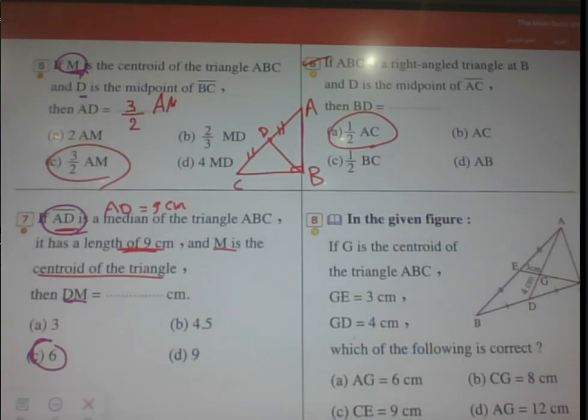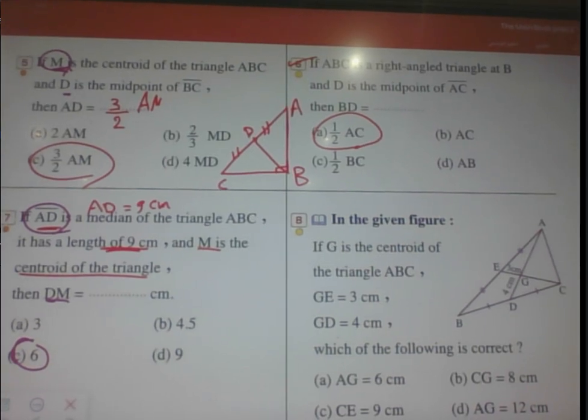Look here, in the given figure we have triangle ABC. He gave me this 3 centimeter, and G is the centroid point. Then the length of GC is twice 3, which equals 6 centimeter. And he gave us GD as 4 centimeters, then AG is twice GD. It will be 8 centimeter. We have 8 and 6.